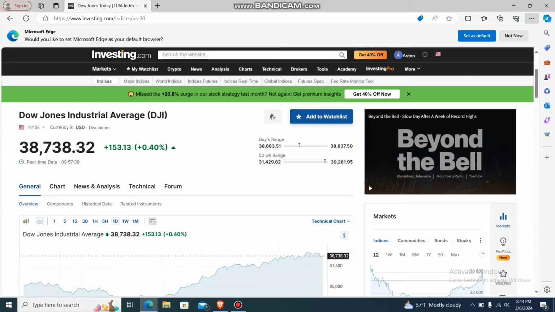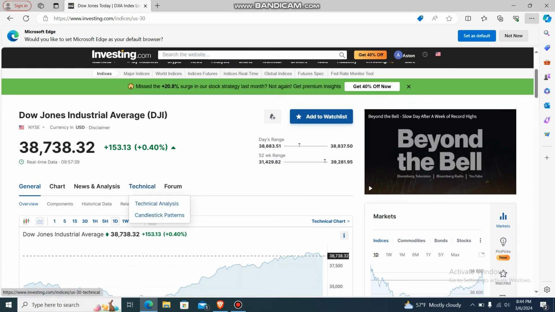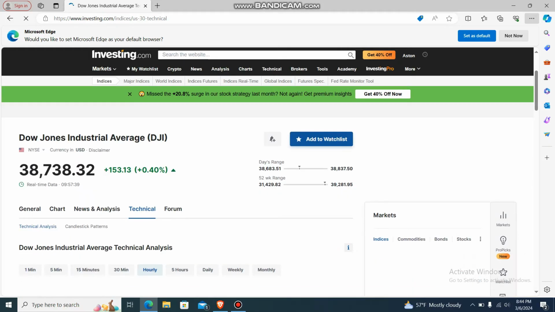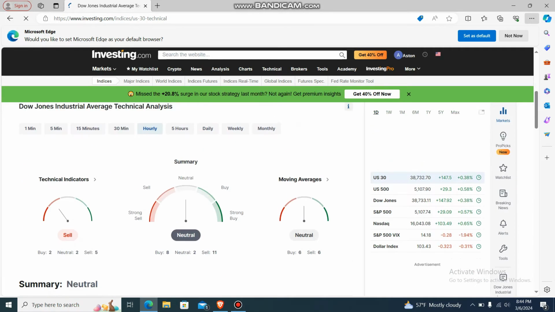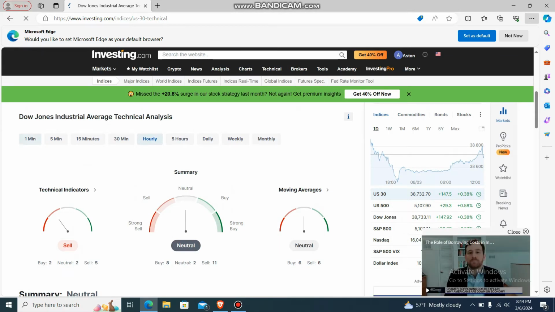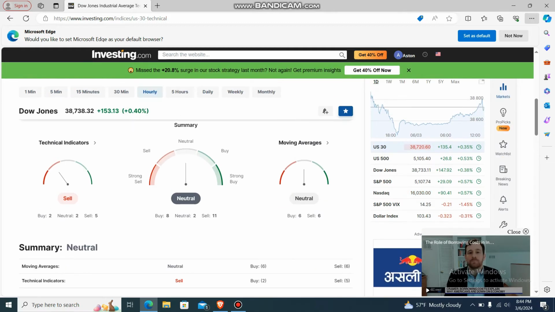Now down here you will have the option which says technical. Go over there and choose technical analysis. Now just scroll down and you will see over here. Binary option means that you will be looking at the stock or chart every minute, or every 5 minutes, 15 minutes, 30 minutes, or hourly, or even more. So now let me teach you guys.